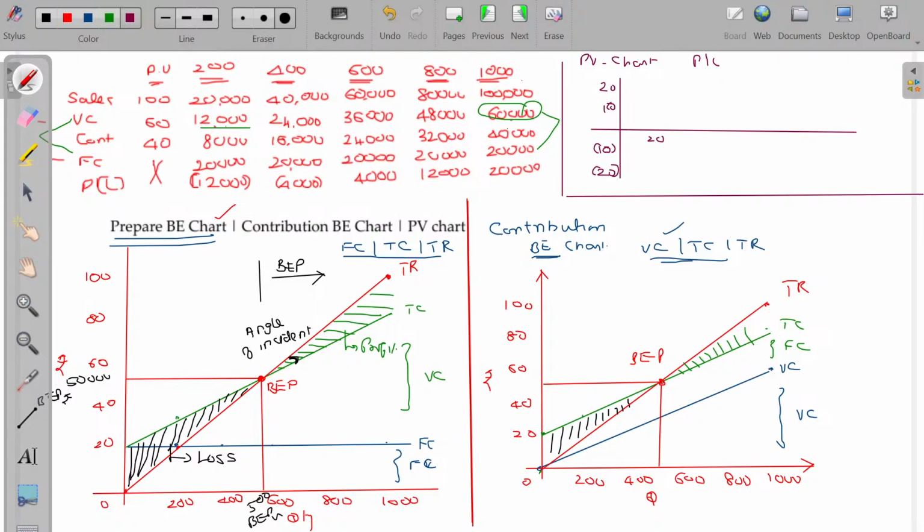Quantity 200, 400, 600, 800 and 1000. Is that clear? We got the values. Now what happens in case of 200 units? You face loss. In case of 400 units, you face 4000 loss. In case of 600, 4000 gain. In case of 1000, your gain being 20,000. I am going to connect these dots here.